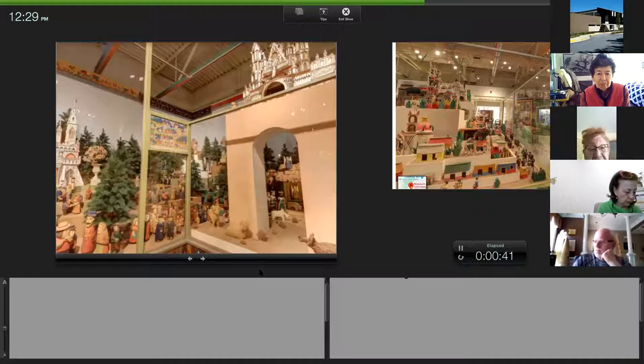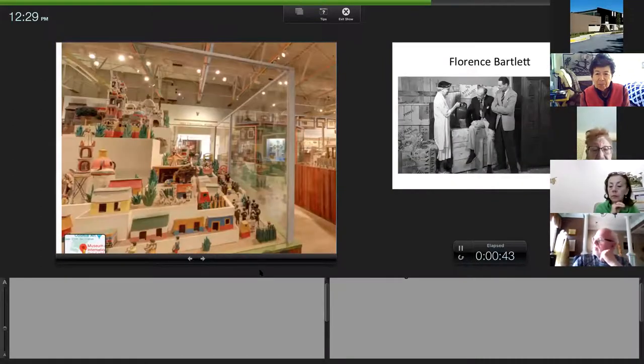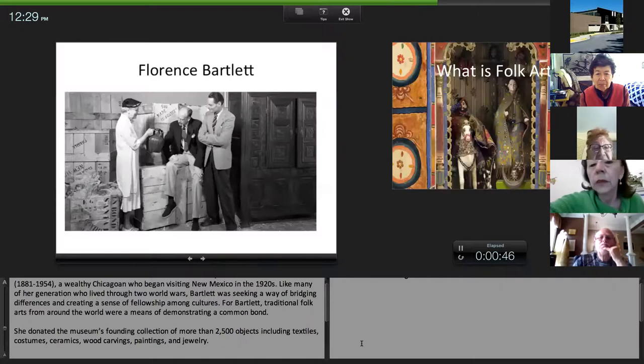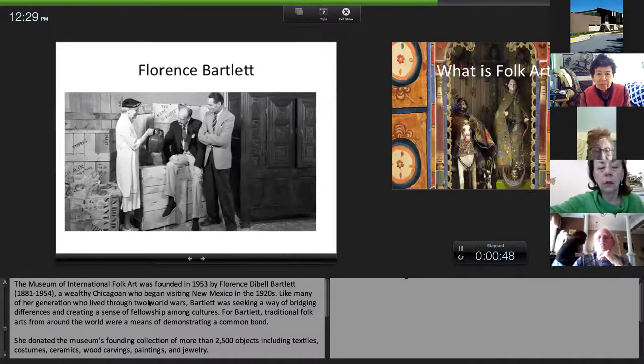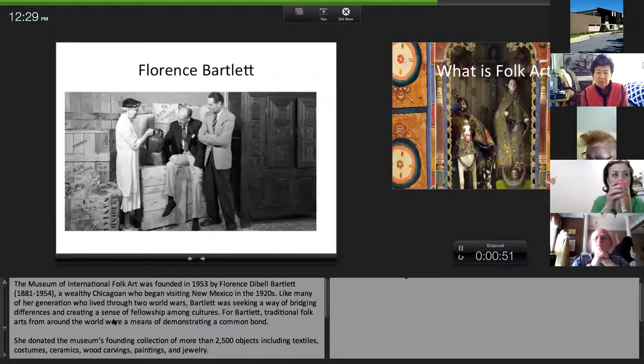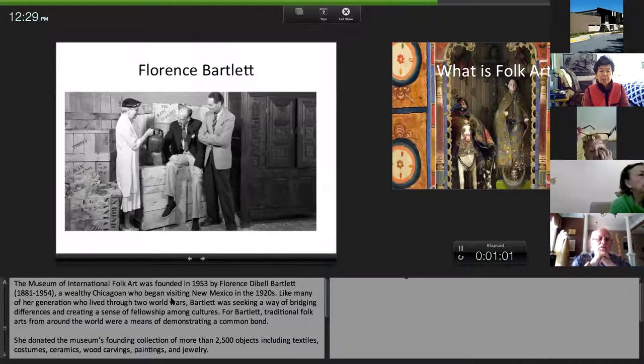More exhibits of maquettes. And I need to mention this woman, Florence Bartlett. She was actually a wealthy woman from Chicago, and she began visiting New Mexico back in the 1920s. And she had lived through both world wars and felt like by starting this traditional folk art museum, she could then bring people together that had been separated by war by sharing the cultures around the world and getting people to know one another. So she donated 2,500 objects to this museum.